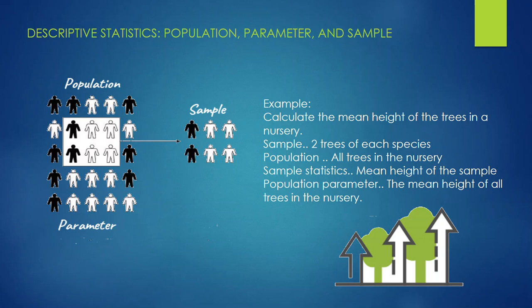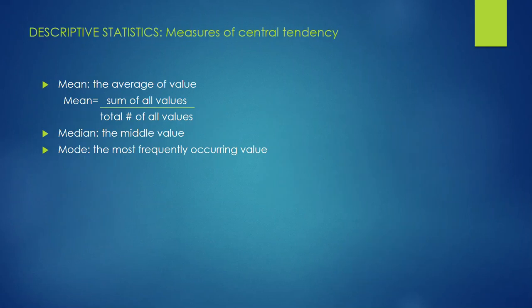Now, if we look at a new data set, we always calculate measure of central tendency and measure of dispersion. Measures of central tendency are mean, median, and mode. Mean is the average of values, which is calculated by the sum of all values divided by the total number of values. Median is the middle value and mode is the frequently occurring value.